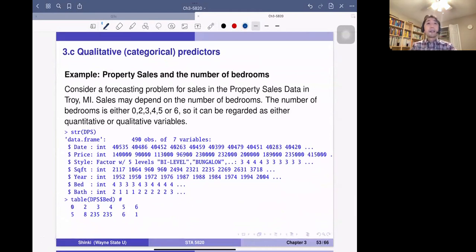Okay, so next, the qualitative predictors that we discussed in the earlier chapter, but also we discussed some implementation in R.